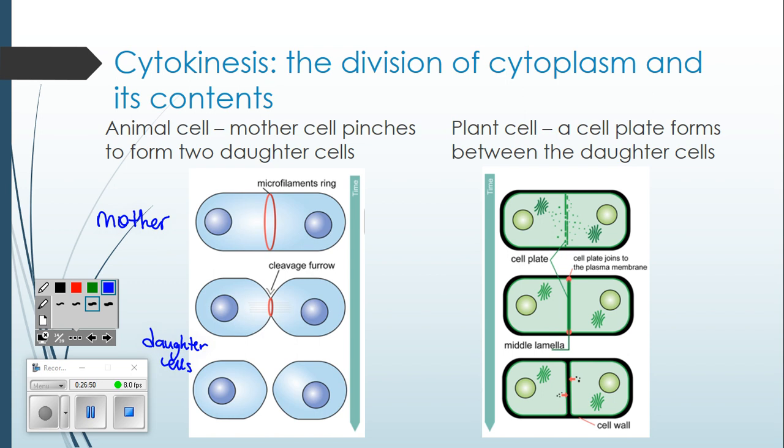In a plant cell, instead of having pinching, there's a cell plate that forms. So that would be a visual distinction that you could make between what it looks like in a plant and an animal cell. So here's the mother cell, and here are the two daughter cells.